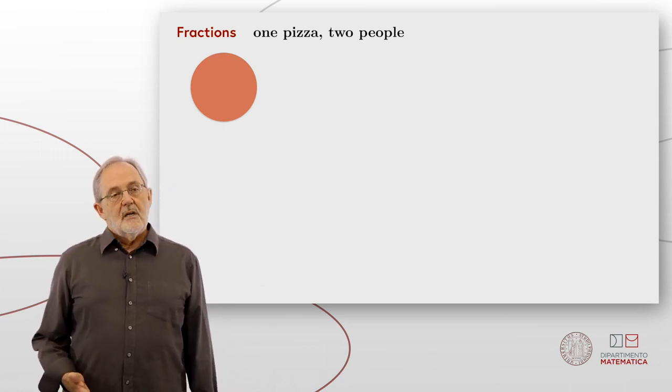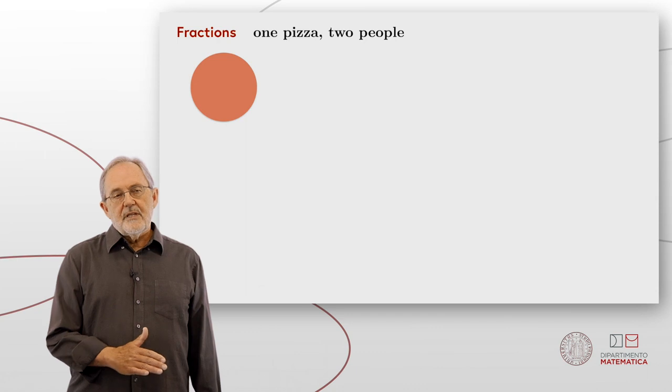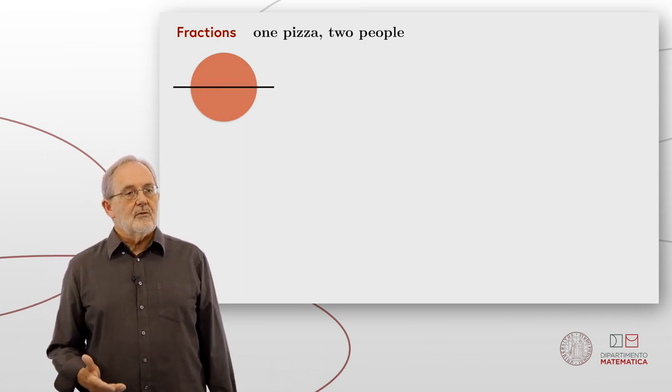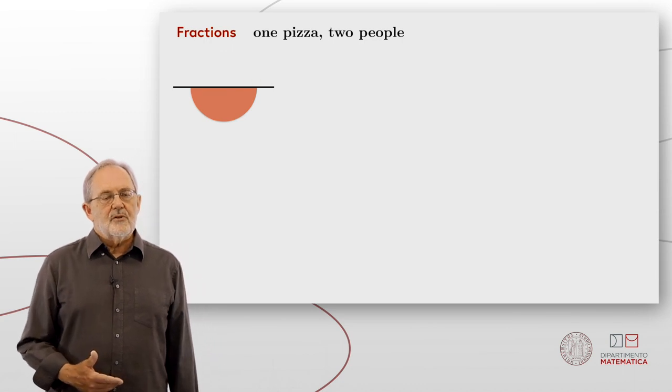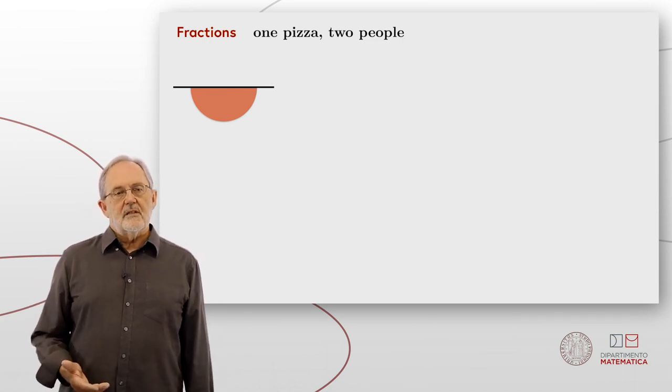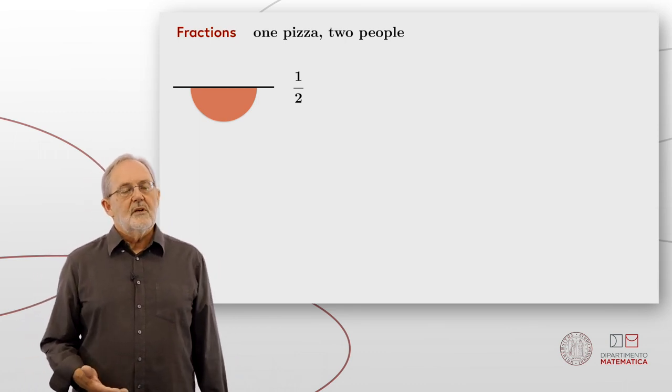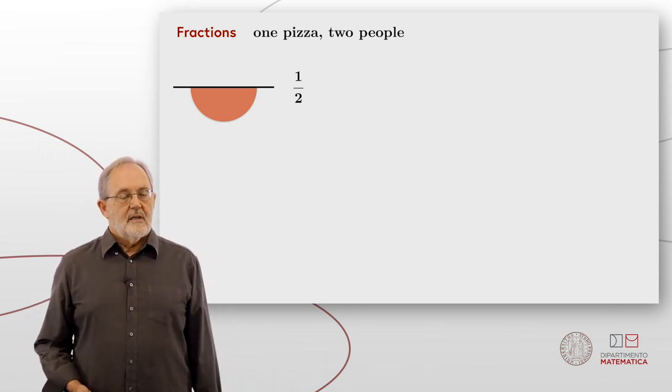How to do this? One way would be to cut the pizza across at its widest point, thereby creating two equal pieces, give one to the other person, and keep that one for ourselves. This illustrates very clearly the concept 1 piece out of 2, the fraction 1/2.